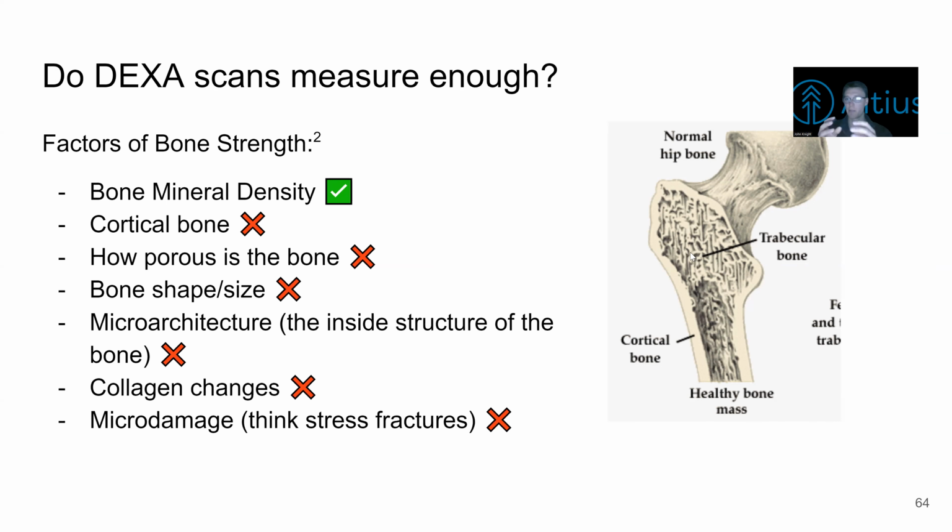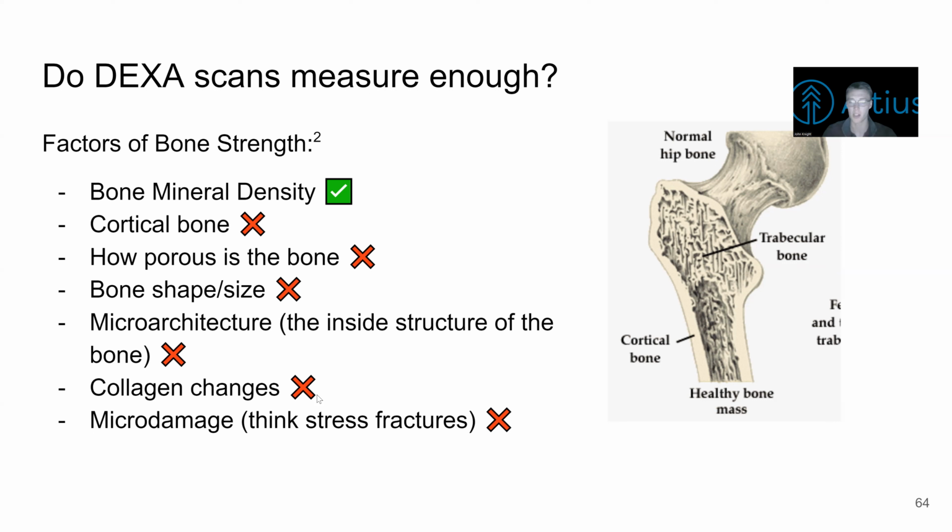A DEXA is just looking at your bone mineral density. It's not actually getting a good, accurate assessment of the strength of the cortical tissue here, okay? It does not look at how porous the inside of the trabeculae is here, okay? It also doesn't look at that microarchitecture right inside that I was talking about earlier. If I'm doing a bunch of squats all the time, my bone is going to adapt so that it can better handle the load of the squat, right? A DEXA is not going to assess the actual architecture and the makeup of the strength of your bones.